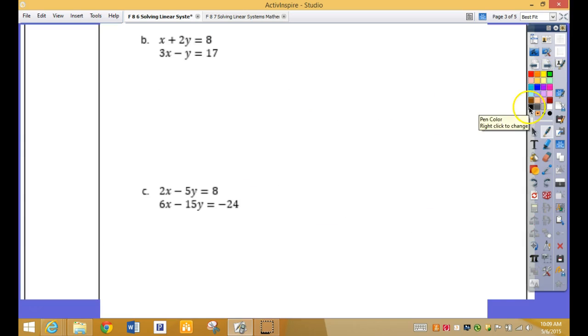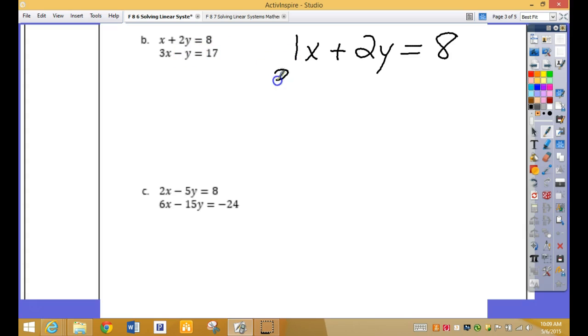B. Again, I want to write this bigger. I'm going to go 1x. I want to change this one a little bit. Plus 2y. No, actually we'll do this one. I'm going to do the first problem in your homework today with you though. 1x plus 2y equals 8, and then the next one is 3x minus 1y equals 17.